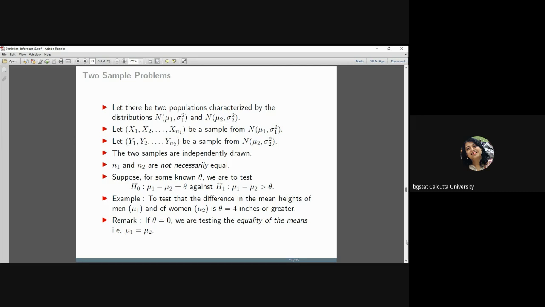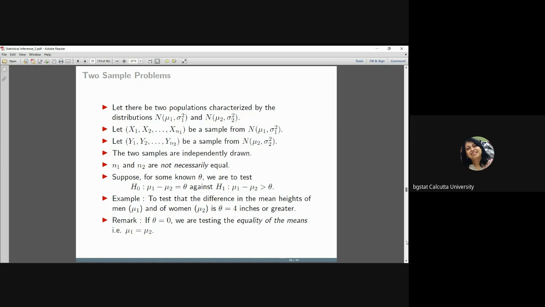Now we are interested in the difference between the two means. So we might want to test, for example, if the mean height of men and of women differs by 4 inches. In this case, if we assume mu1 corresponds to men and mu2 to women, we want to test mu1 minus mu2 is equal to 4. We might also want to test that the mean height is the same. So in that case, mu1 minus mu2 is equal to 0. So theta is equal to 0.